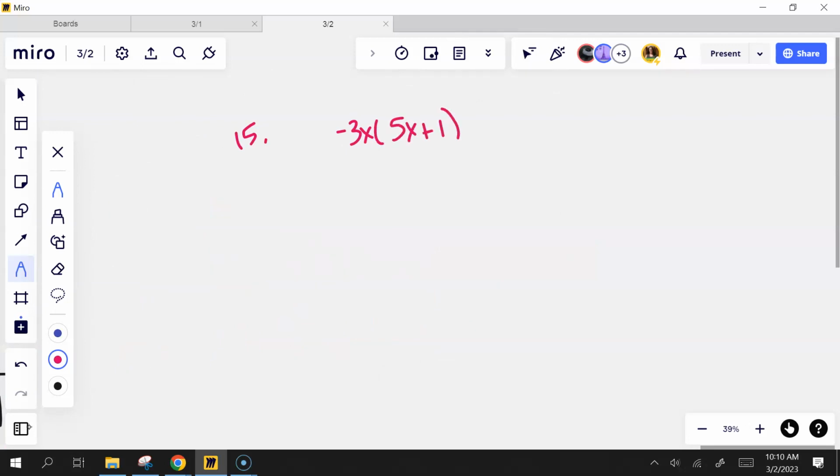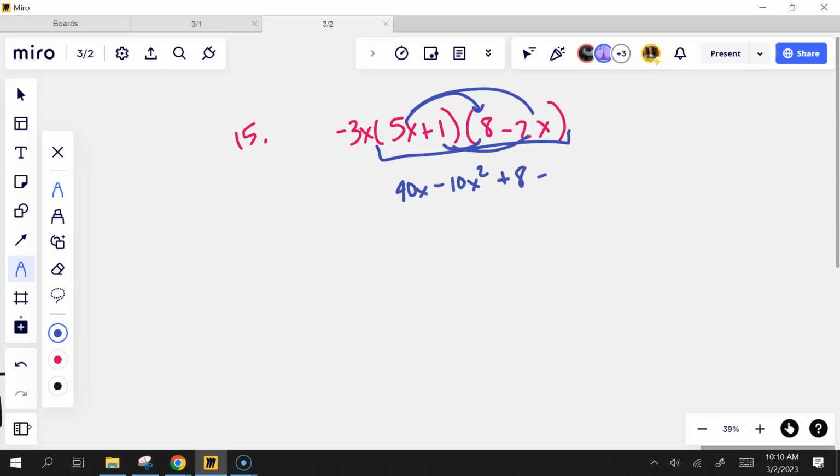Remember, you never want to multiply more than 2 at a time. So what I'll do is I'll take 2 and then I'll multiply by the third. Since the last 2 are a little more complicated, I think I'll multiply those 2 first and then I'll take it. Now, if you did the first 2 first, that's fine. And then take it to the third. It really doesn't matter. All right. 40x minus 10x squared plus 8 minus 2x. And I'm just going to clean that up just a bit. Negative 10x squared plus 38x plus 8. I just put it in standard form, combine my like terms there. Oh, yeah. And I still have this negative 3x that sits out there.